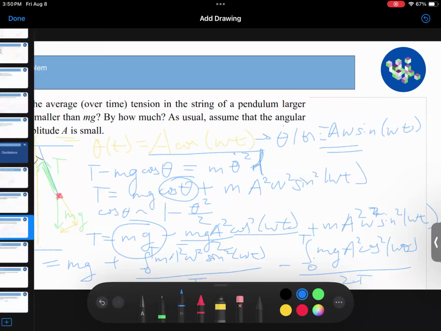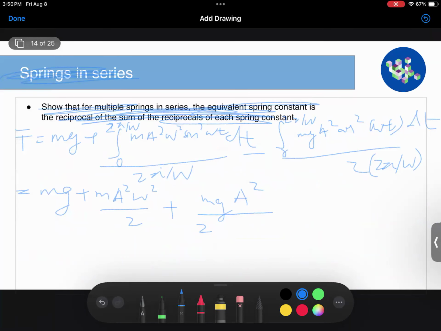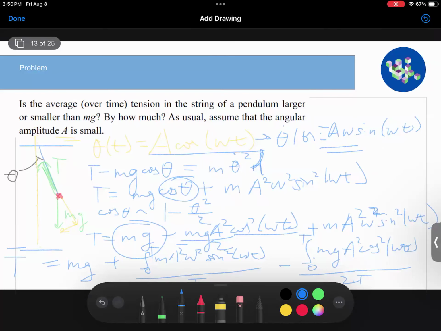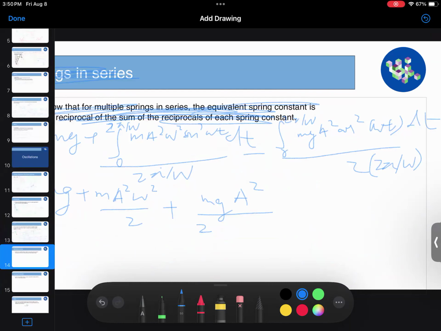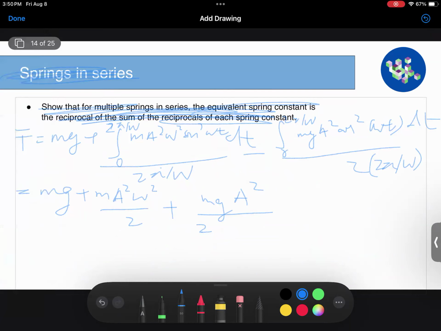I think we might have made a small mistake, but anyways, we can first answer the first question, okay? Whether the average tension is larger or smaller than mg. Over here, now we have mg, and then plus these two terms, right? Give me a second. Yes, I think there's an issue. I think I've resolved the issue now. So there should be mg over there. I think we forgot to put that.